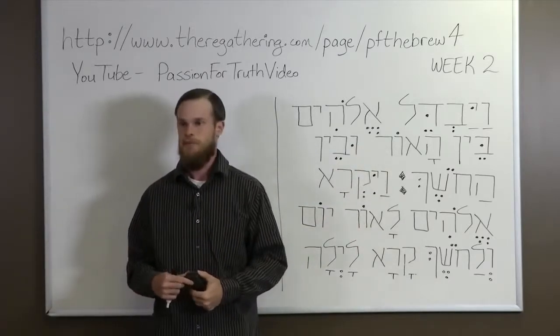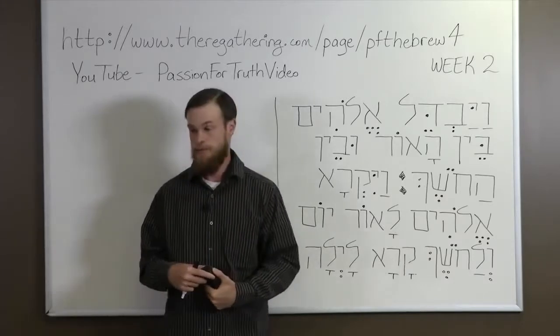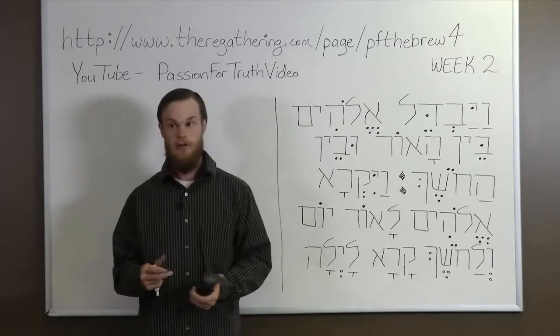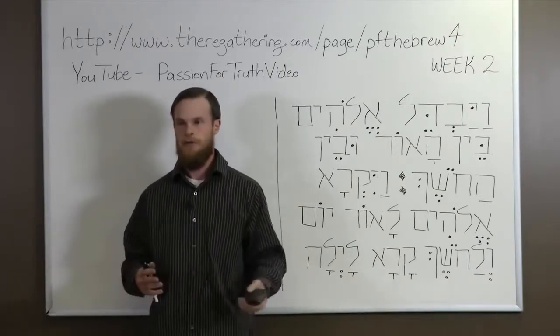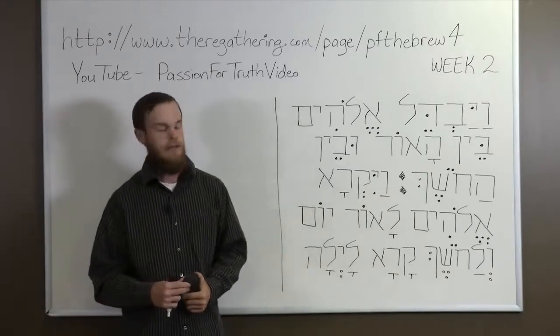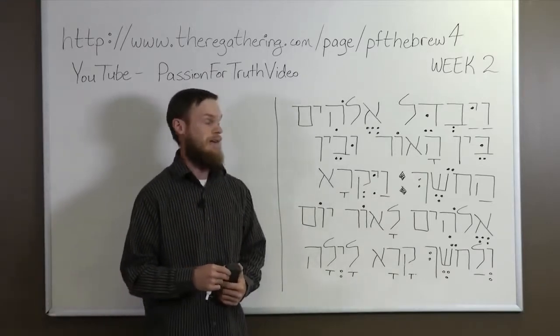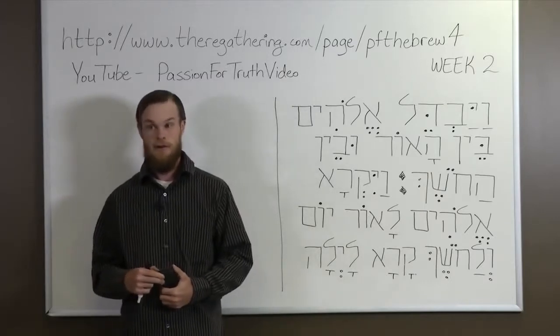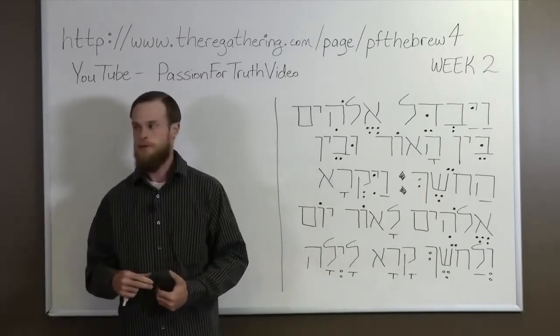So that's verse 4, the entirety of verse 4. Vayar Elohim et haor ki tov. God saw the light, that it was good, or because it was good. Vayavdel Elohim bein haor uvein hachoshech. And God separated between the light and the darkness. So any questions about verse 4?